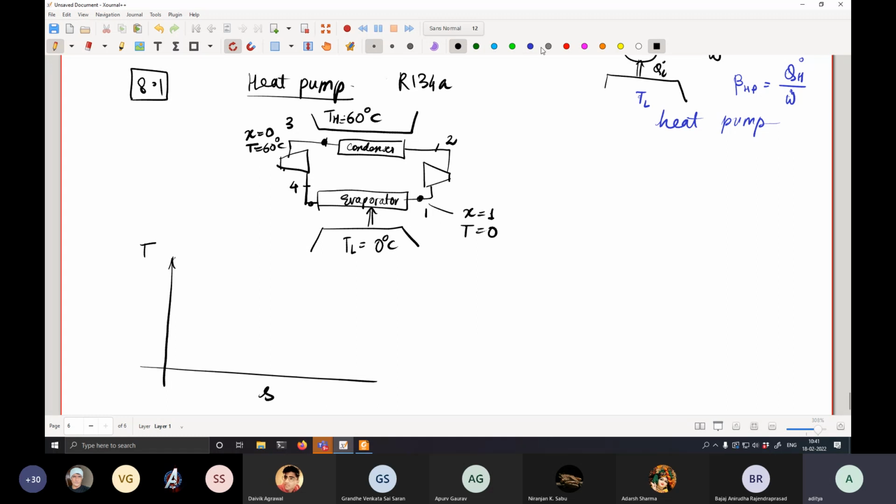So in the TS diagram, the first task is to draw the dome, no problem. This is the dome. I then have to draw the two important lines. Let's say this is 0 degrees Celsius, and I will draw the T equal to 60 degrees Celsius line. So this is the 0 degree isotherm, and this is the 60 degrees Celsius isotherm. Now it is said that the input into the compressor is x equal to 1.